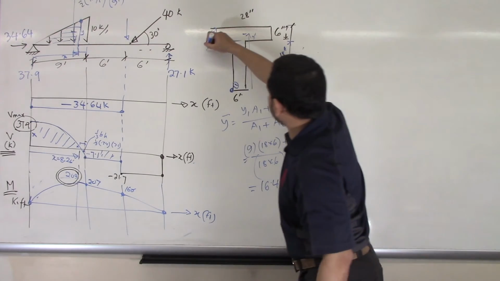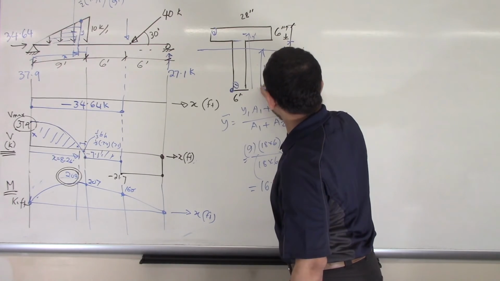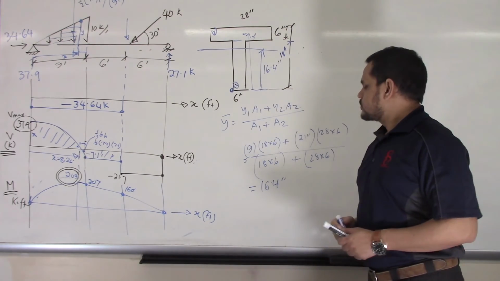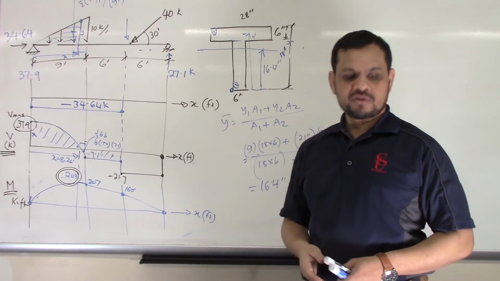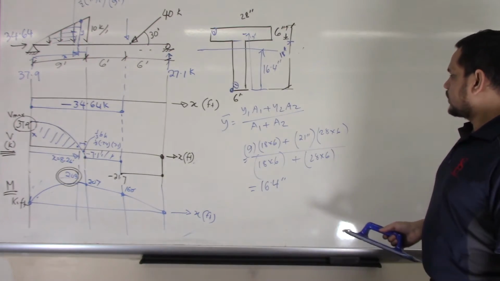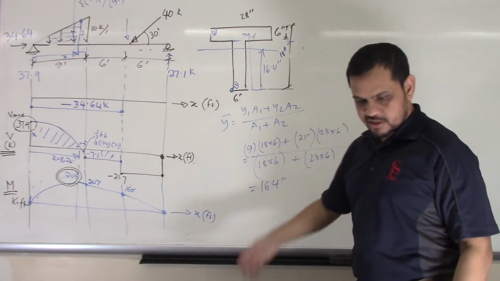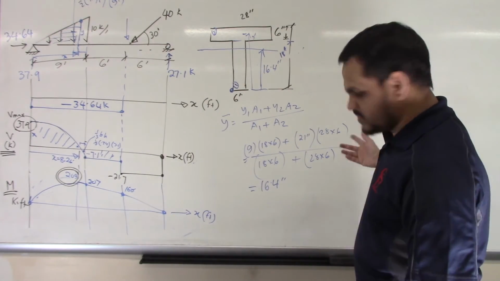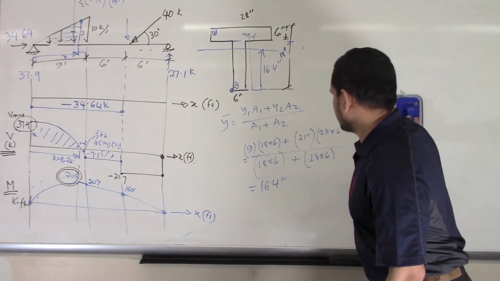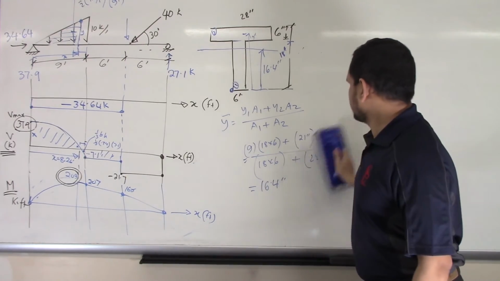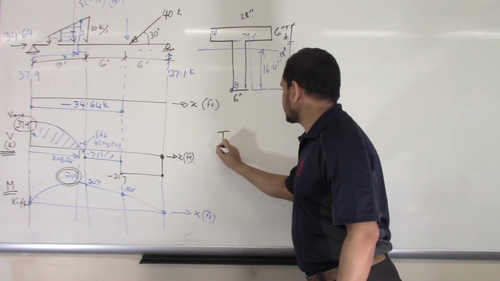That means my centroid is roughly here. This value, 16.4. So we got our centroid. Now we need to find the moment of inertia. I do not know whether I made a mistake. Let me check. Should be okay, but you can do your own calculation if I make some mistake. But okay, 16.4, that is my centroid. Now I will find the moment of inertia.